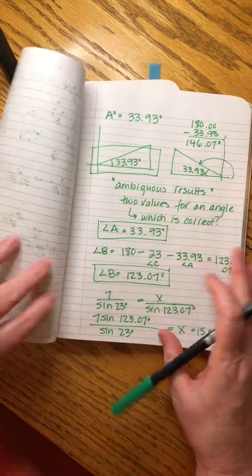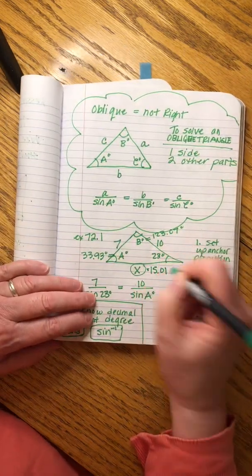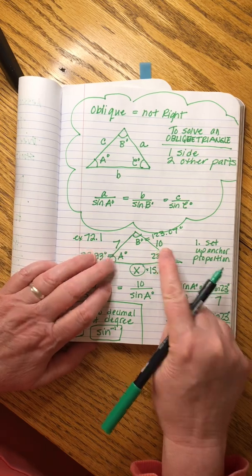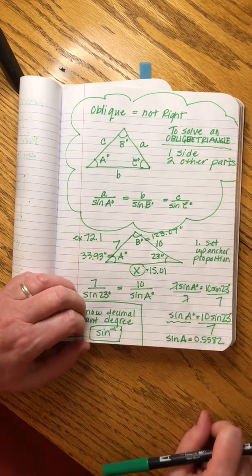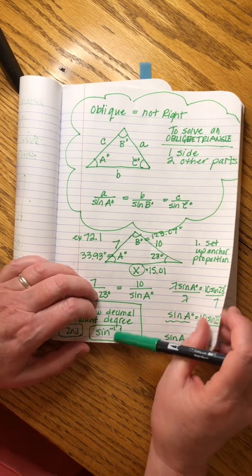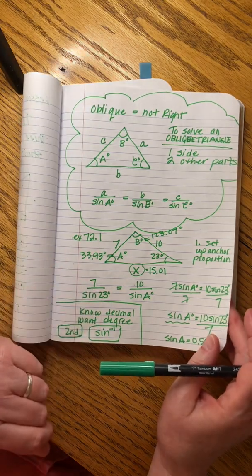This side right here should be 15.01 units long, and that looks logical because if that's 7 and that's 10, this one should be a little bit bigger, right? That looks about right. And my triangle is roughly approximate to the picture in the book.